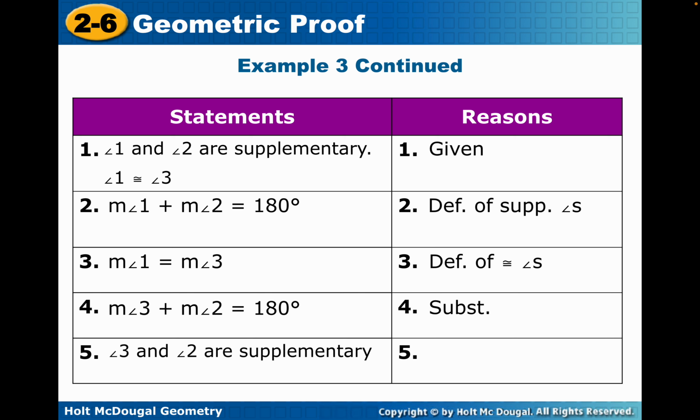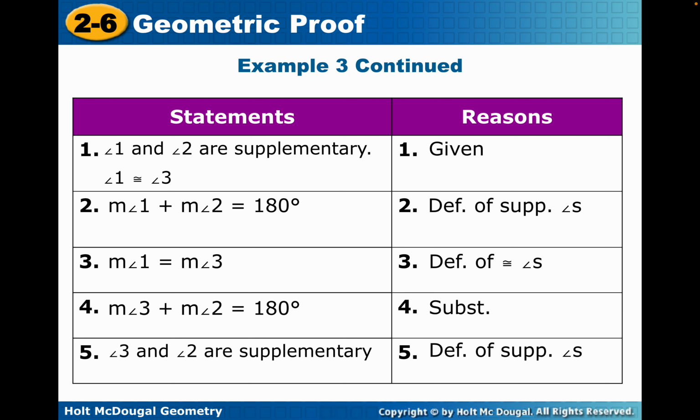Okay? Finally, we have to put our last statement, and what's our last statement going to be? The prove. And what is the prove? Yeah, angle 3 and angle 2 are supplementary. And what do we think our reason's going to be for this one? Nope. Given can't be last. It's going to be definition of supplementary angles.